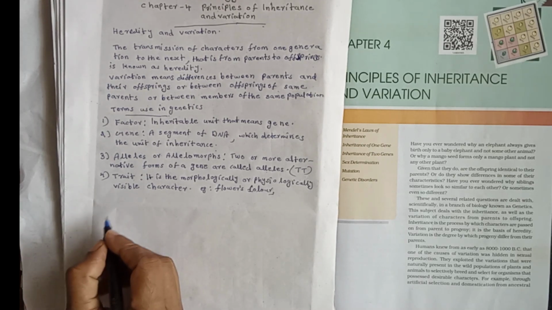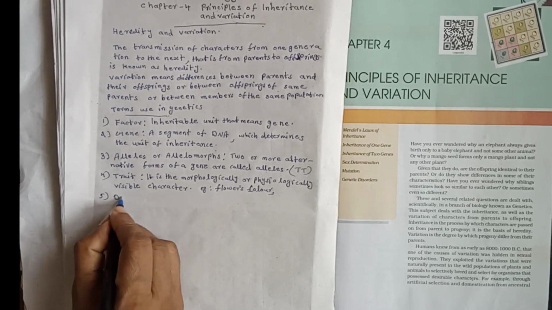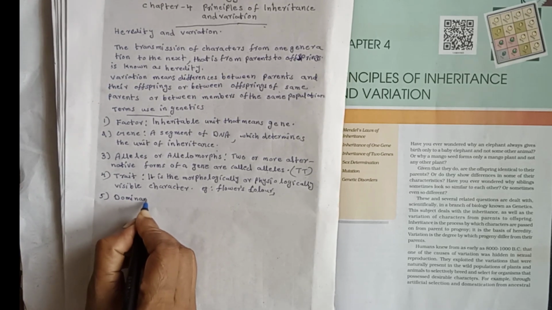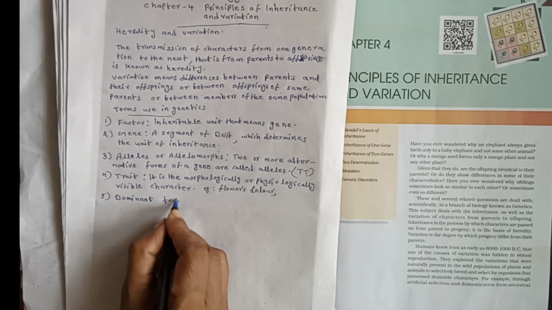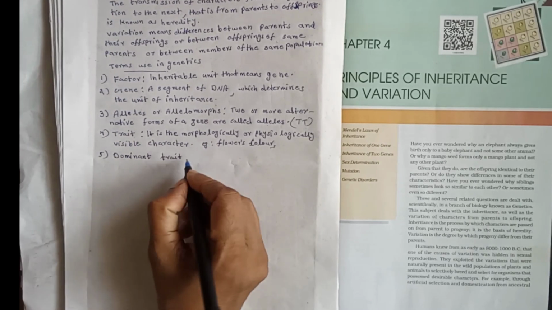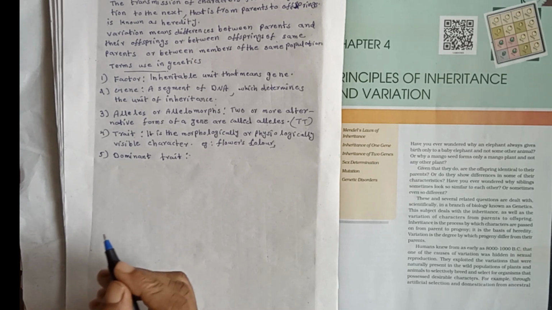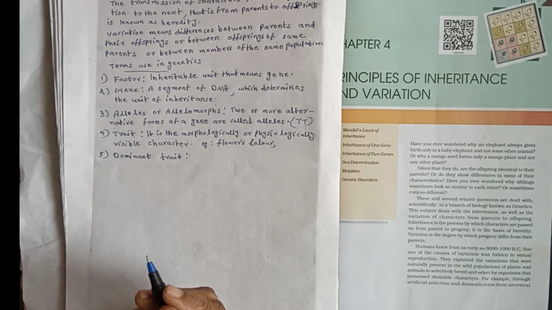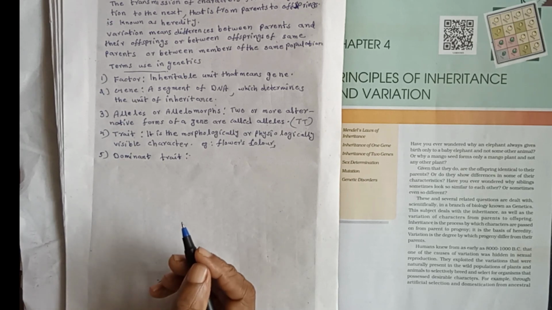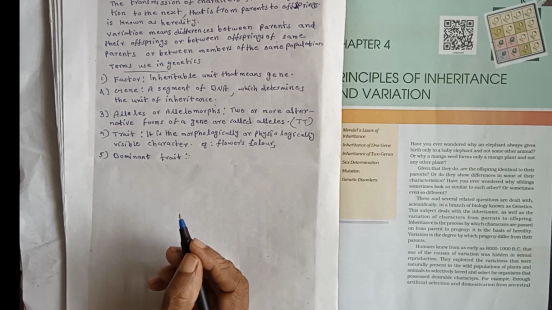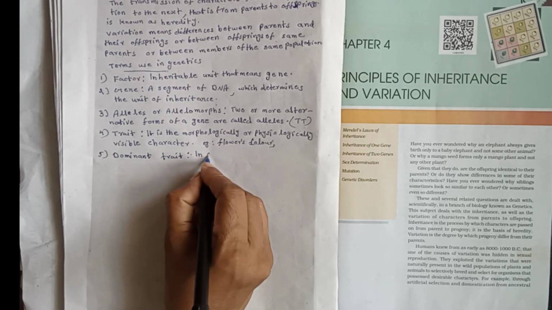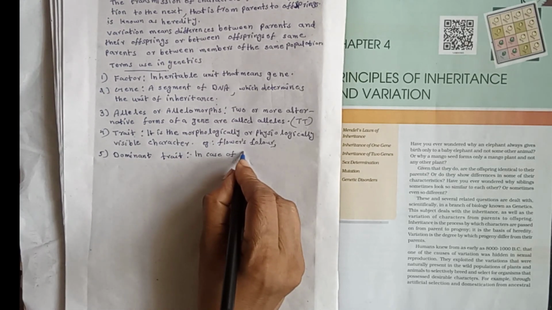Next, dominant trait. Out of the two alleles or allelomorphs of the trait, the one which expresses itself in a heterozygous organism, that is the F1 hybrid, is called the dominant trait, in case of heterozygous condition.